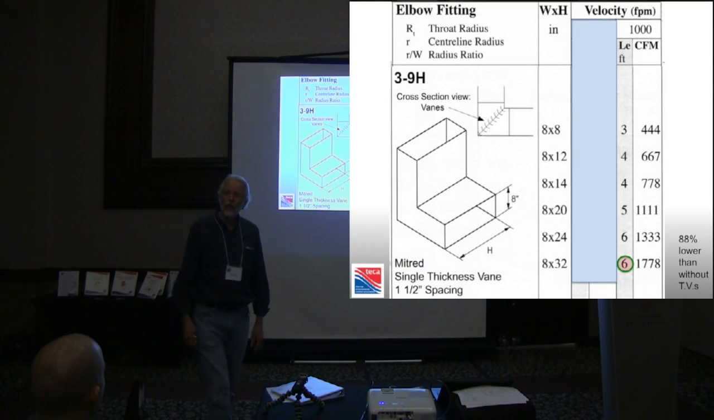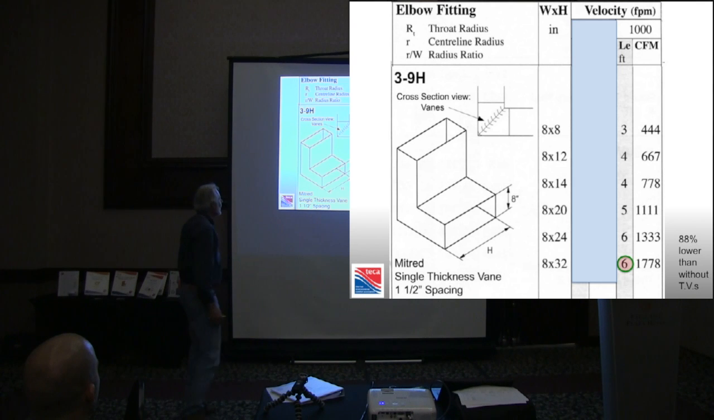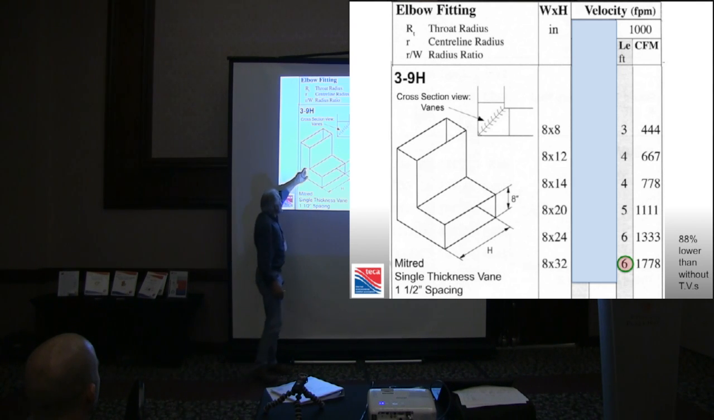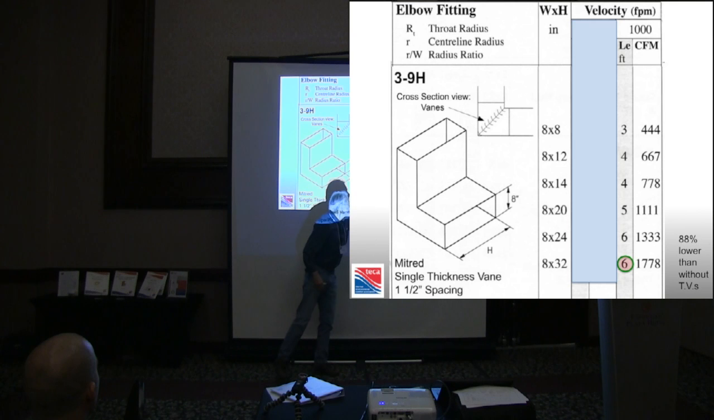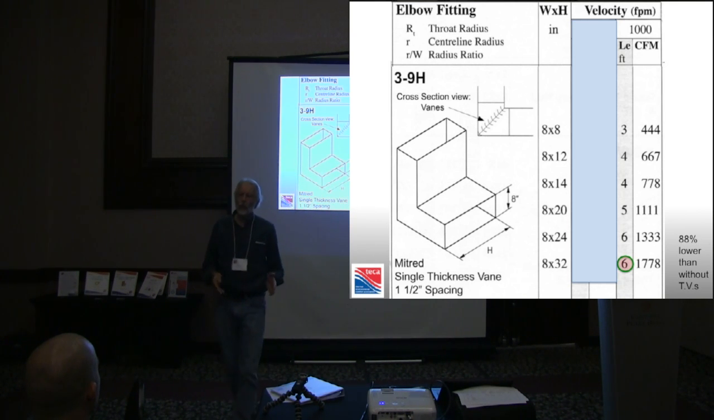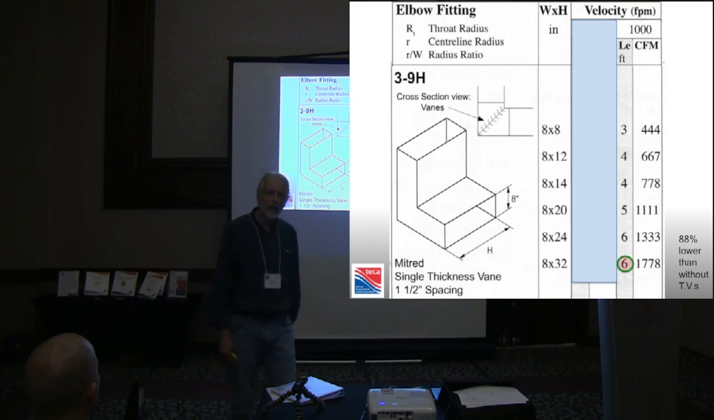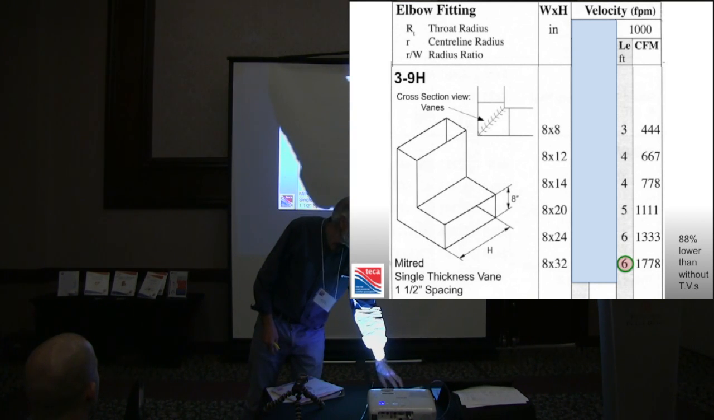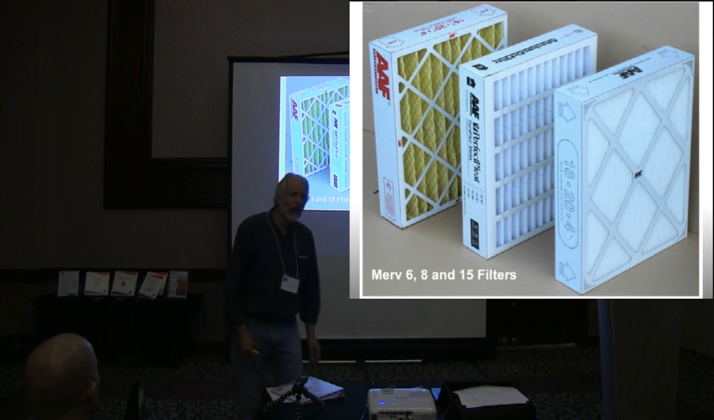Now, for nothing more than putting turning vanes in that fitting, 1.5 inch space turning vanes, that 50 feet of equivalent length, plus the handicap of the disturbed air you're feeding the filter, you can get your equivalent length down to 6 feet. So you got an 8-fold improvement on the worst fitting in the whole house for the price of a lousy few turning vanes put in carefully. It's really, really simple when you look at all this stuff.